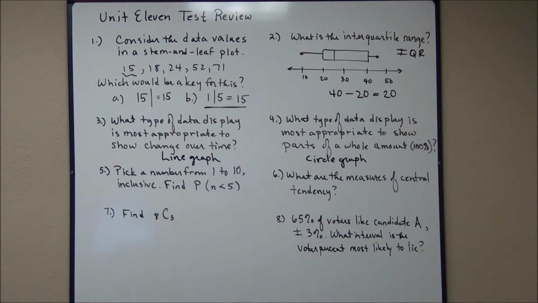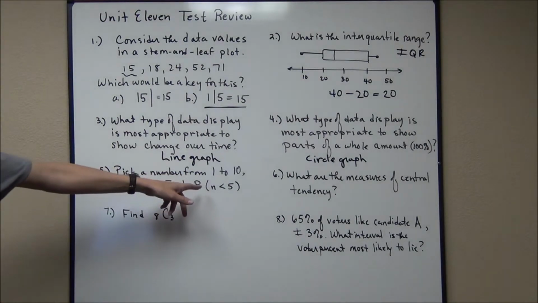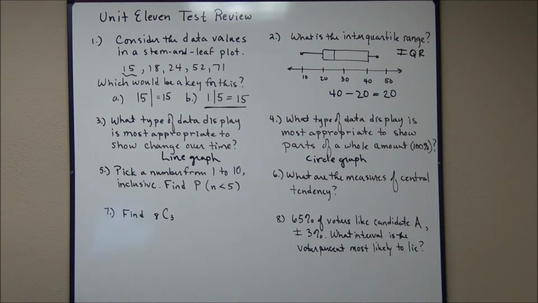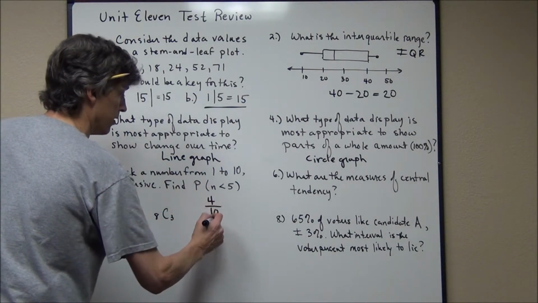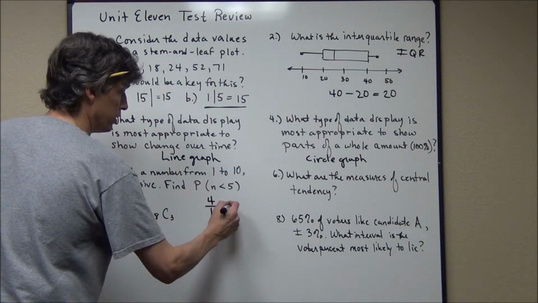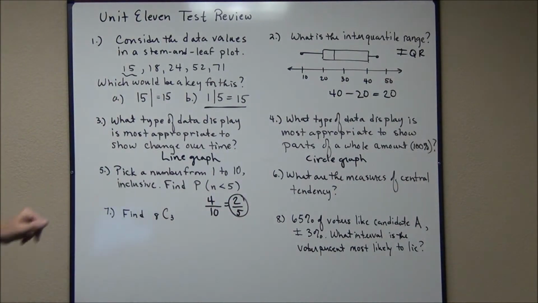Those you should know. Pick a number from 1 to 10, okay? Inclusive, so it could be 1, it could be 10. Find the probability that this number is less than 5. Well, there are 4 numbers less than 5 out of 10. So this is 4 over 10, which is the same as 2/5, and that's my probability. That was an easy one.